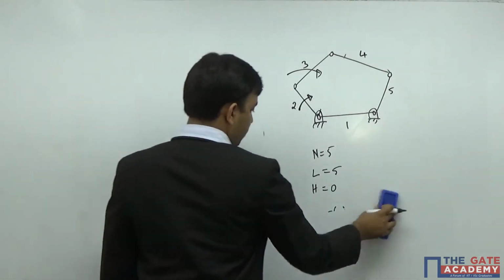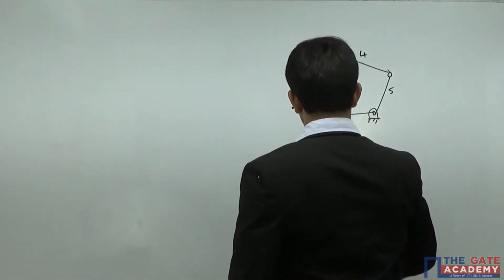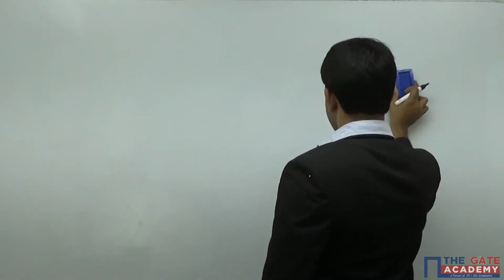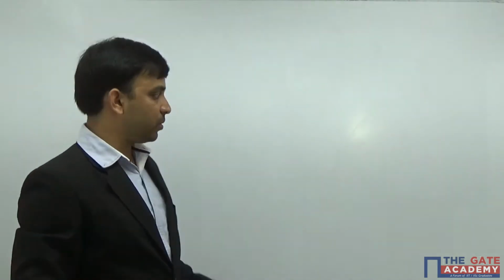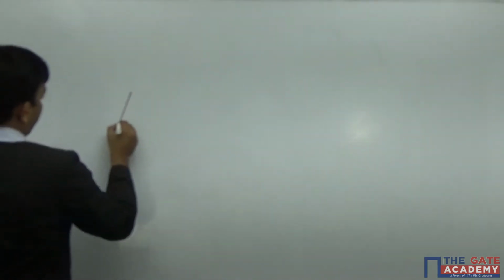So whenever a mechanism is given to you and they are asking you to calculate degrees of freedom, first identify the number of links inside the mechanism, the number of lower pairs in the mechanism, and the number of higher pairs in the mechanism. Substitute in the formula. Now calculate degrees of freedom for this system.